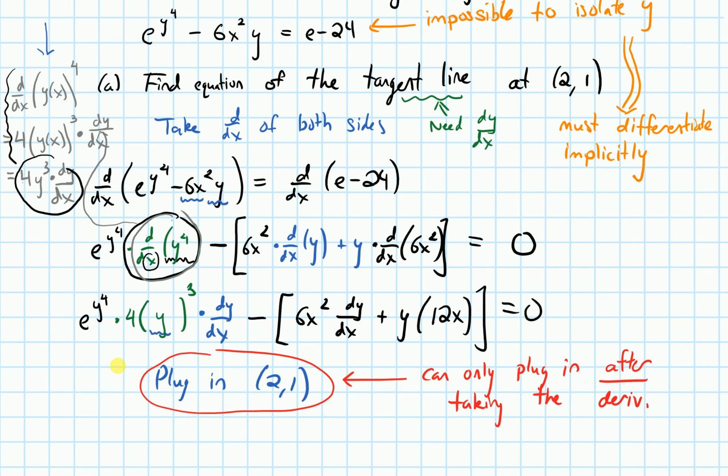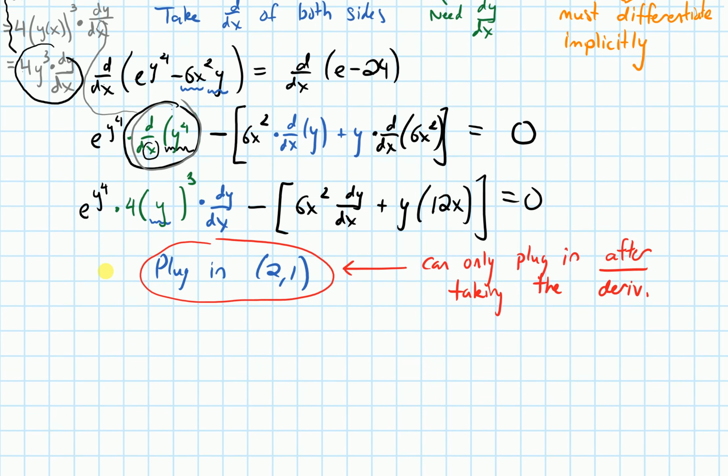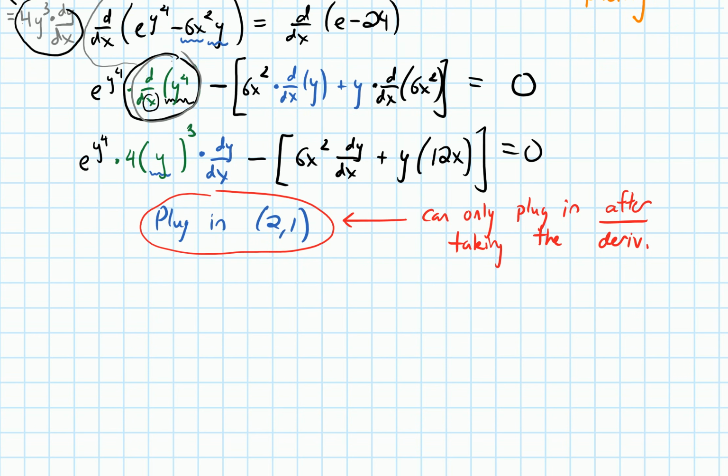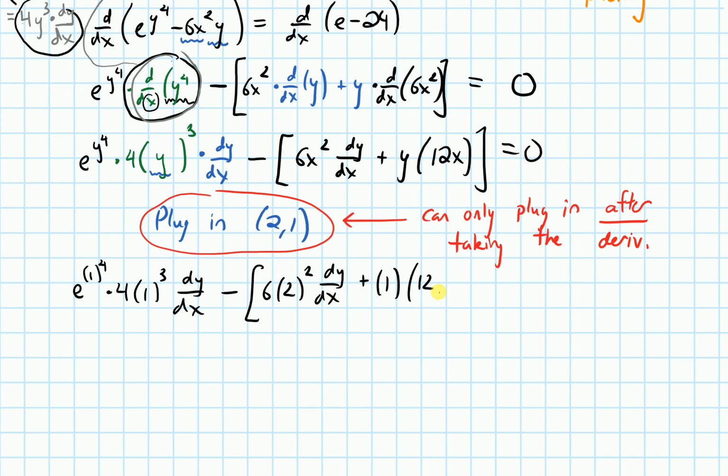So we want to take the derivative first, then plug in. So if we plug these values in, we are going to get e to the 1 to the 4th times 4 times 1 cubed dy dx minus 6 times 2 squared dy dx, and then plus, so y was 1 times 12x, and x was 2. All right, so this equals 0.